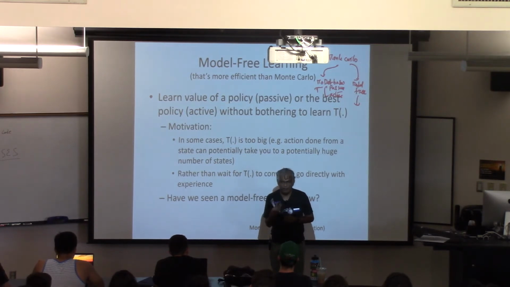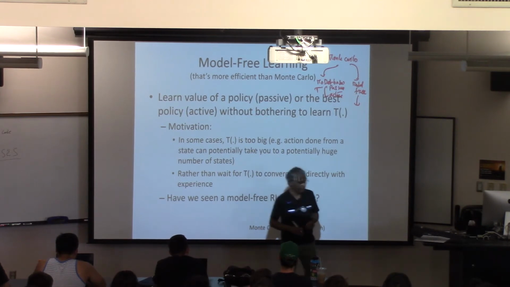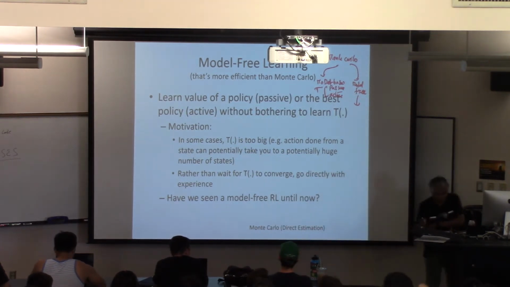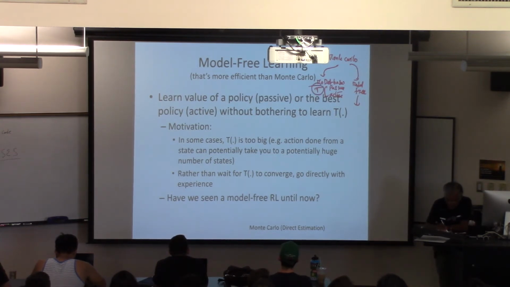Okay, but most of us don't solve the Beijing problem that way. We basically have the model and then we use that to plan in our head, which is much cheaper than actually going and trying and failing. Okay, so in the case of model 3, instead of learning the transition T, we just want to learn the value of a policy or the best policy without bothering to learn T.